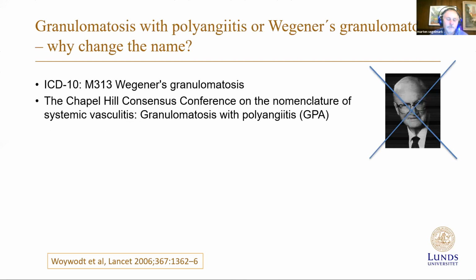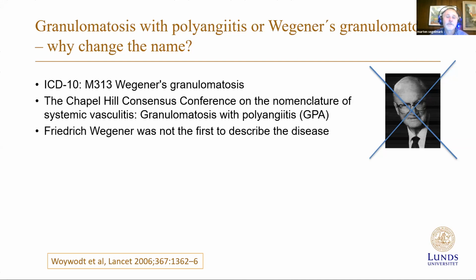First of all, I would like to say a little bit about the name. Granulomatosis with polyangiitis was earlier called Wegener's granulomatosis. So why have we changed the name? Well, in ICD-10, which we still use in Sweden at least, M313 is still Wegener's granulomatosis, while at the Chapel Hill Consensus Conference on the nomenclature of systemic vasculitis, it is now called granulomatosis with polyangiitis. This is a terrible name. It's a tongue twister that hardly any patient can ever say, and even less tell their relatives or friends what type of disease they have. So why not keep Wegener's granulomatosis? Well, there is a reason for this.